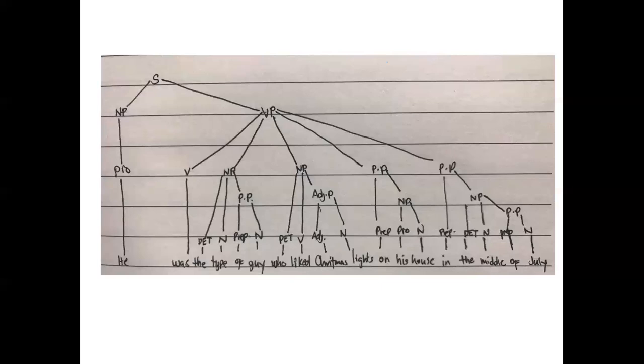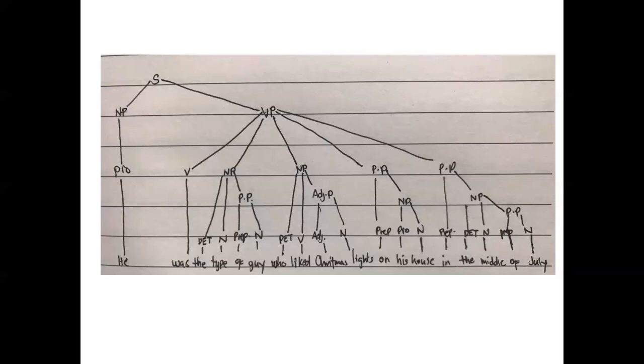Next, on his house. On is a preposition. His house. His is a pronoun and house is a noun. So it will become an NP. So prep plus NP will become a PP, because that is a preposition. So that will become a prepositional phrase.